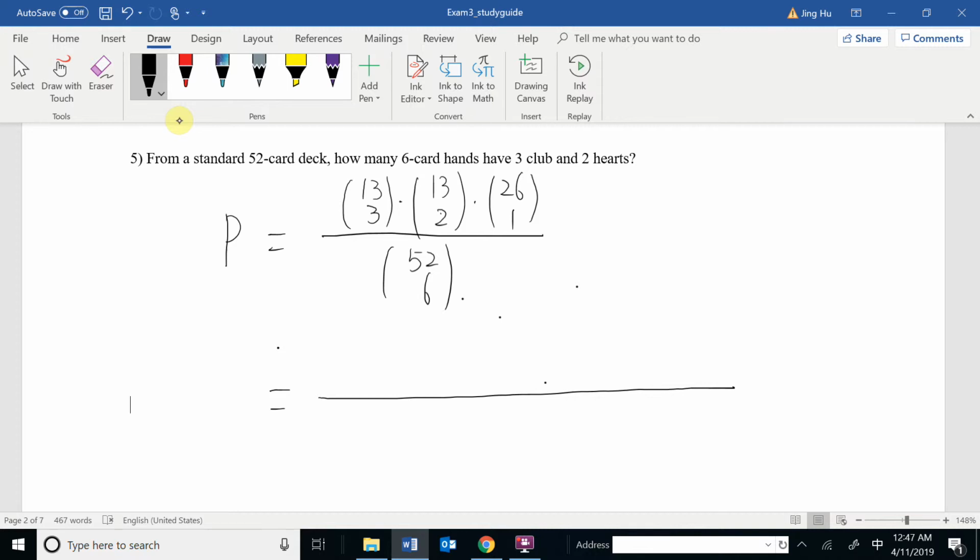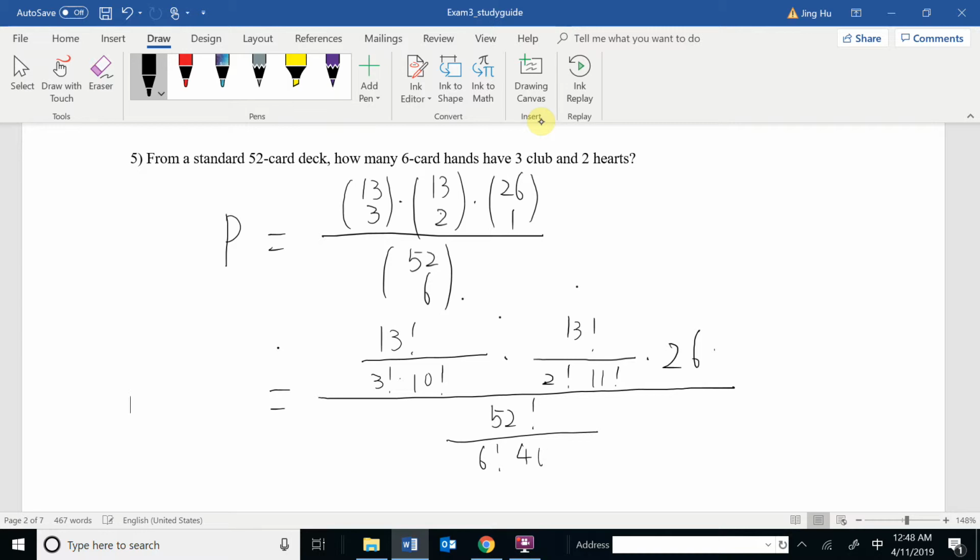So 13 choose 3 is 13 factorial over 3 factorial times 13 minus 3, 10 factorial. Second is 13 factorial over 2 factorial times 13 minus 2, which is 11 factorial. Here the 26 choose 1 is 26. The denominator is 52 factorial over 6 factorial times 52 minus 6, which is 46 factorial. So you can continue the calculation.